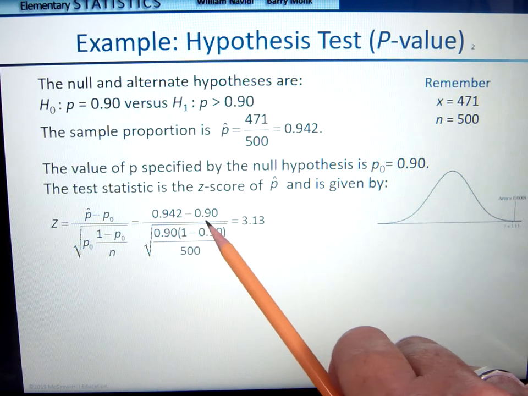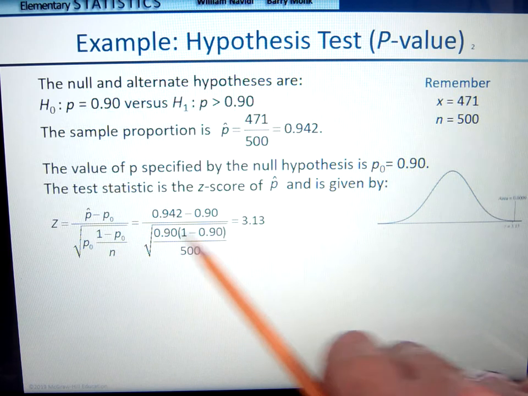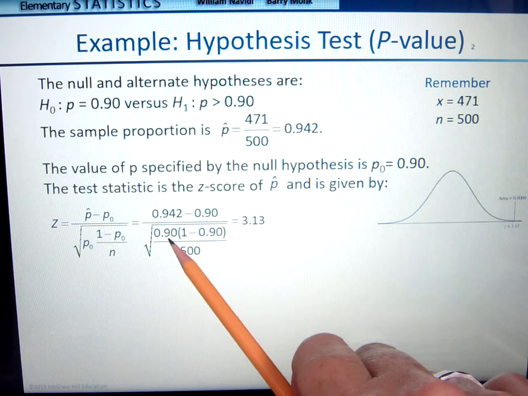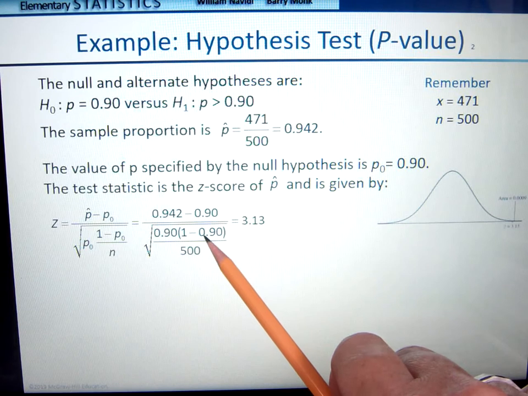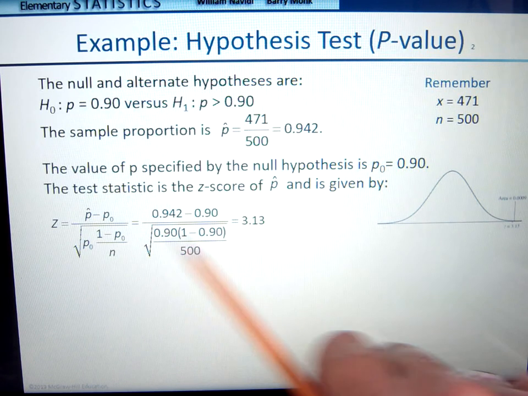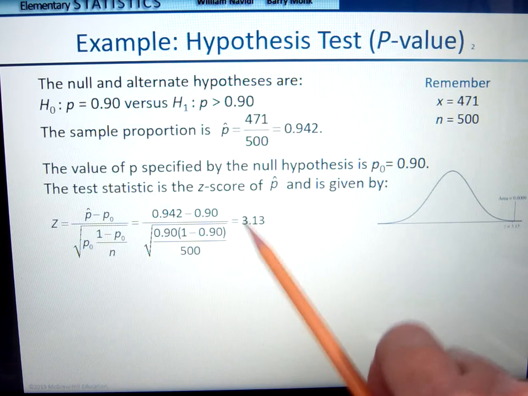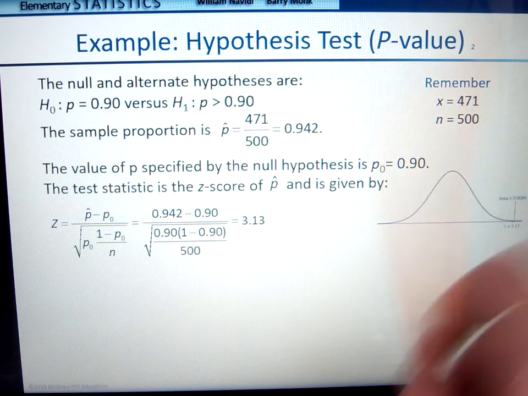So here we have it: 0.942 minus 0.9, divided by the square root of 0.9 times 0.1 divided by 500, and we get 3.13.